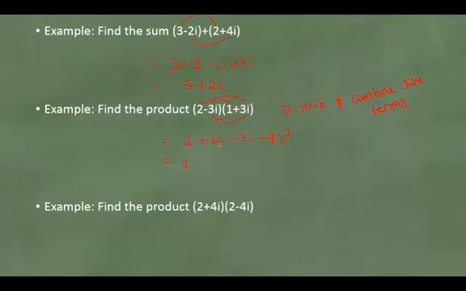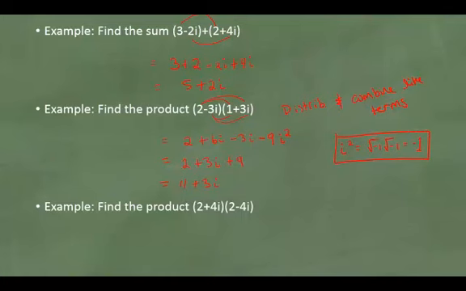6i minus 3i is 3i, minus 9 i squared, but remember, what is i squared? i squared was the square root of negative 1 times the square root of negative 1, which is negative 1. So this i squared is negative 1, so this might as well read negative 9 times negative 1, or positive 9. So really we should have combined the 2 and the 9 to get 11 plus 3i. Be careful here. Remember what i squared means.